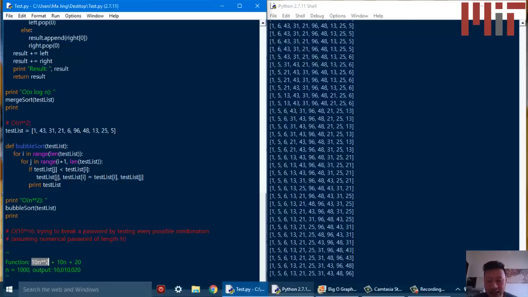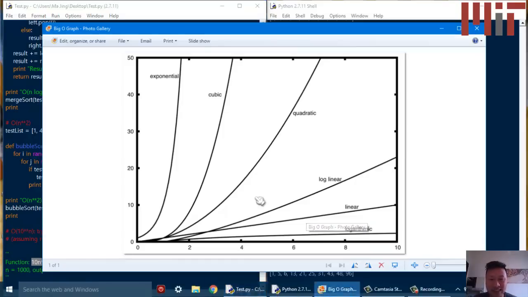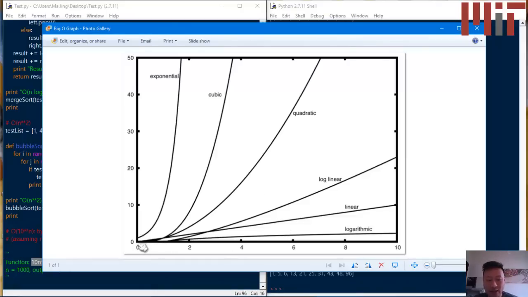Yeah? I can illustrate that for you in this graph that I found online. On the x-axis, you can find the number of inputs from 0 to 10. And on the y-axis, you can find the amount of time it takes from 0 to 50. And let's say the input would be 4. If you had logarithmic time, it wouldn't take that much time, right? Maybe 1. Let's say these are seconds. 1 second. Linear time would maybe take 4 seconds.